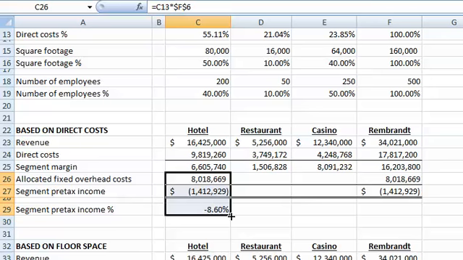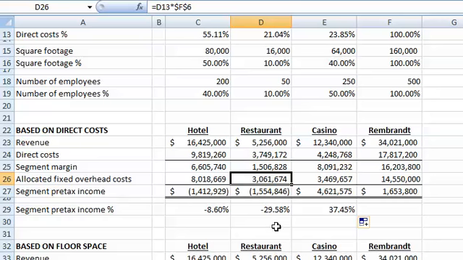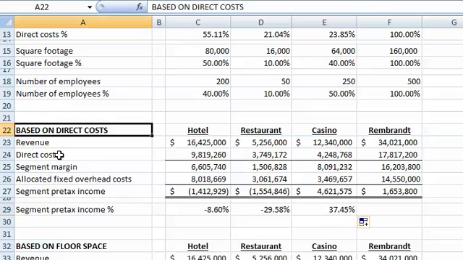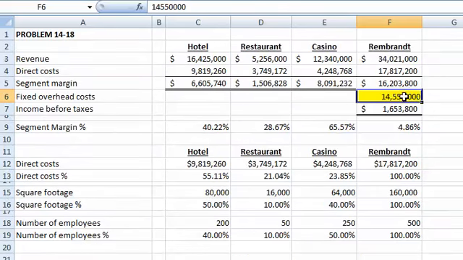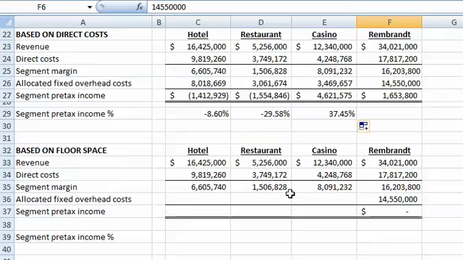Let's go ahead and see how we look for the restaurant and the casino. The restaurant will be allocated $3 million of our fixed costs. It appears also to be operating at a loss, while our casino will only be allocated $3.4 million, and it has a positive segment margin based on this choice of allocation. Let's go ahead and now allocate our $14.5 million in fixed common overhead on the basis of floor space.